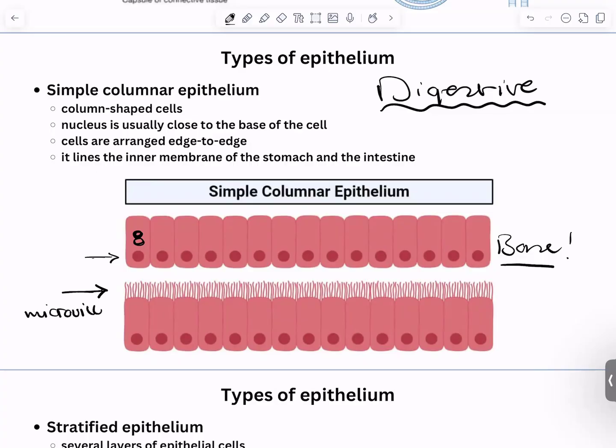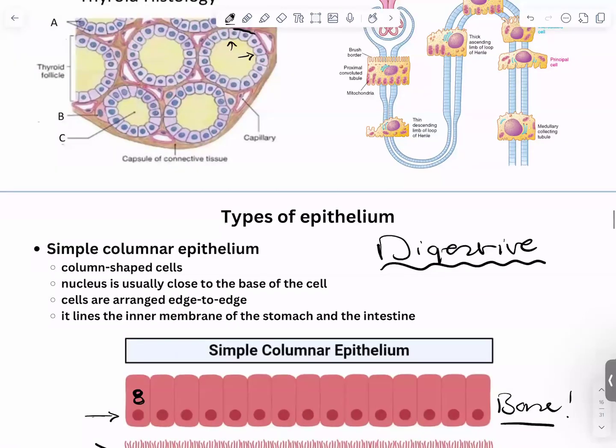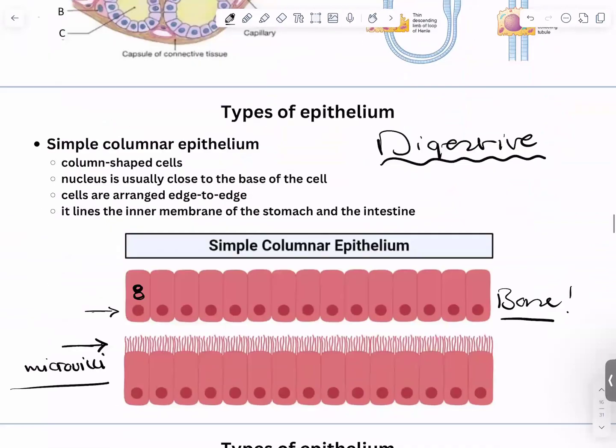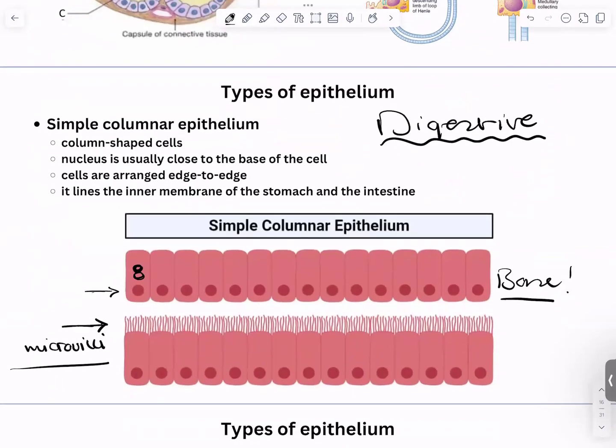So microvilli: one of them is with simple columnar, another one in the kidney tubules is with simple cuboidal. So these are two locations that you have to remember. We have microvilli. And these are the types of simple epithelial in general: simple columnar, simple cuboidal, simple squamous. You have to know the locations and you have to know the main functions.